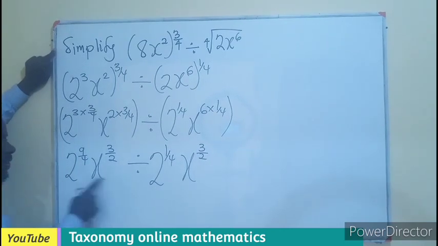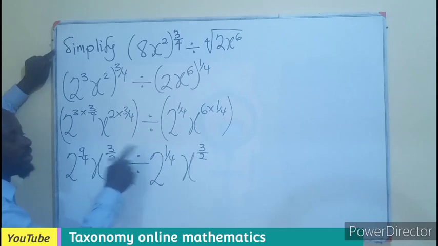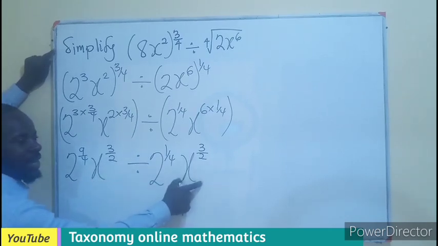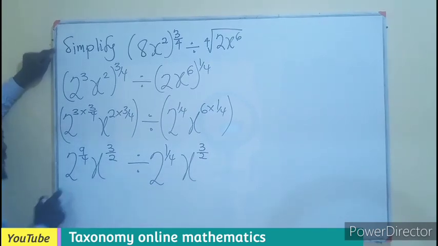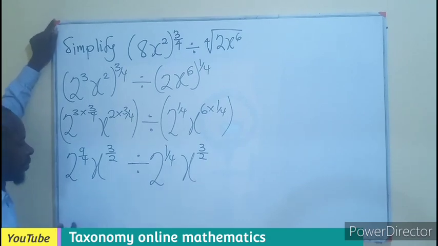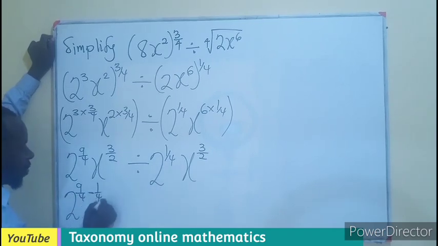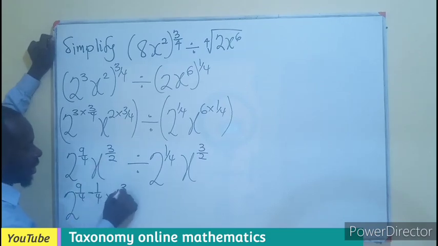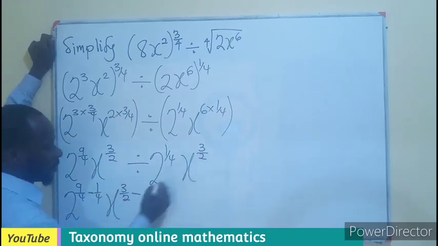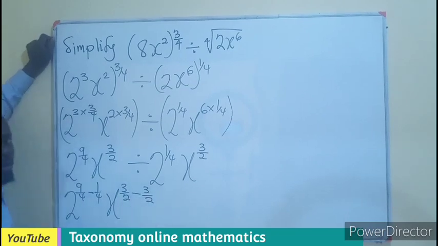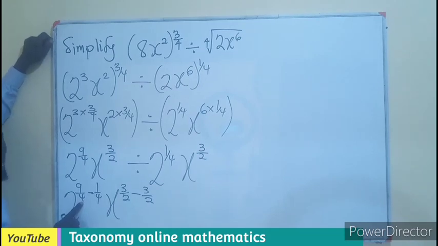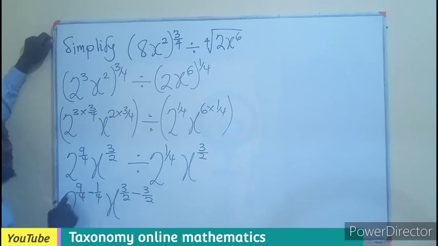Now we can see the bases are the same. If you are doing division, you subtract the powers. So this and this have the same base, this and this have the same base. So we do subtraction of powers, meaning 2 exponent 9 out of 4 minus 1 out of 4, x exponent 3 out of 2 minus 3 out of 2. We are dividing, so we subtract the powers. You know that when we are subtracting fractions of the same base, we only subtract the numerators.